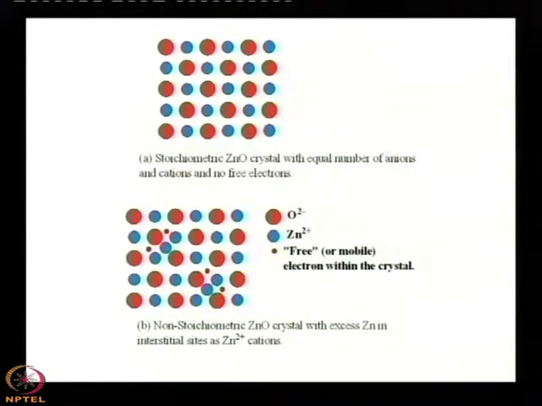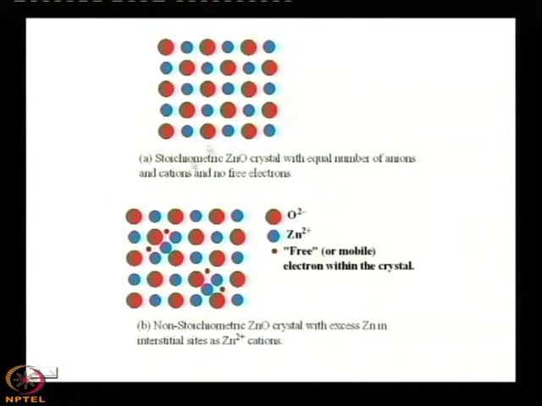Let us take one example of zinc oxide. You see that here the red balls are oxygen and blue balls are zinc. So, zinc oxide, it is a stoichiometric zinc oxide crystal. It is perfectly all right, equal number of oxygen and equal number of zinc. That means, equal number of anions and equal number of cations are there in the crystal matrix.